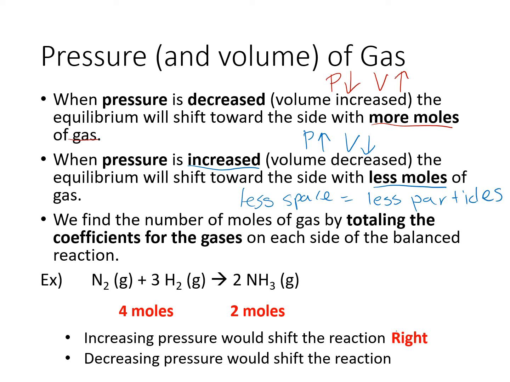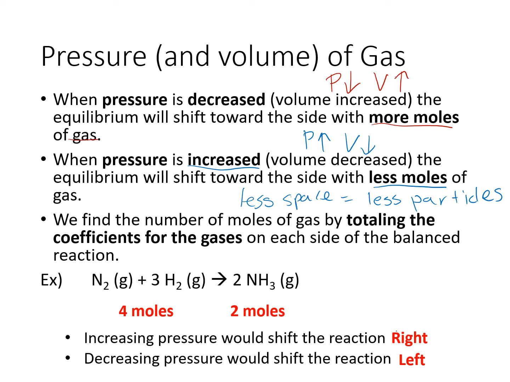Decreasing our pressure, as we saw in the first little bullet point, is going to shift to the side with more moles. So if we decrease our pressure, we increase that volume, we spread it out, we want to fill up that space. So if we have more space, we want more particles. So we're going to shift towards the left. Decreasing the pressure would shift this reaction to the left.